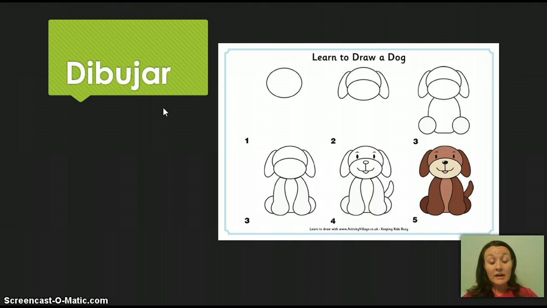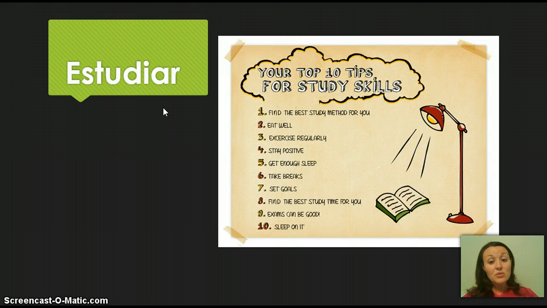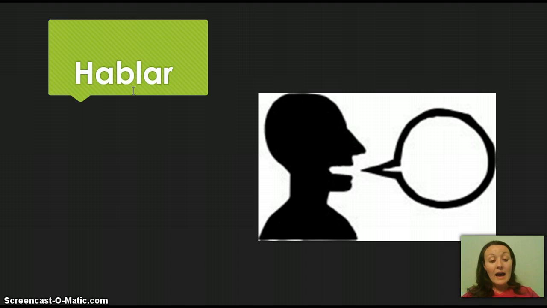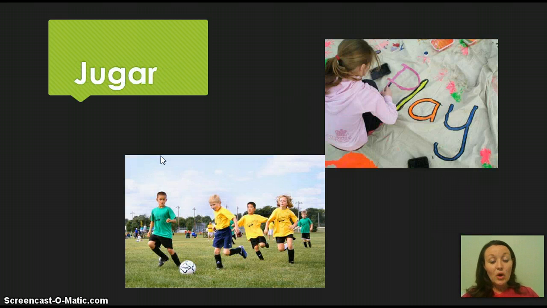Dibujar. Dibujar. The word dibujo is the noun form for drawing, so dibujar es el verbo. Estudiar. Look at the middle of the word. It has study in it. Hablar. I like this one because we have that blah, blah, blah. So think of some strategies to help you. I'm giving you some here today. Jugar. Jugar significa to play. This is to play a sport or a game.